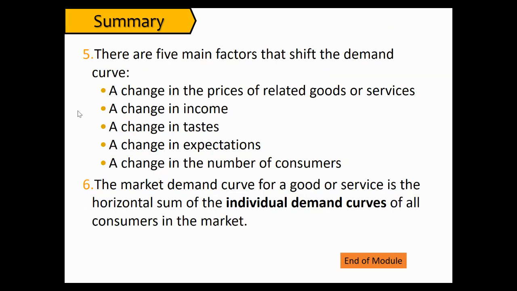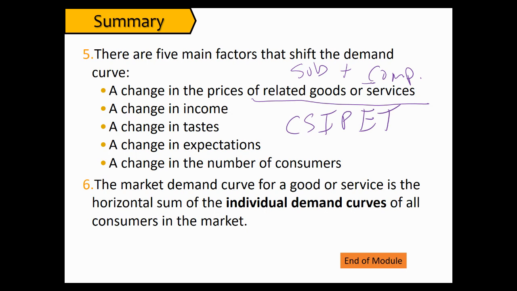In your book, they talk about the 5 main factors of shifting. I call it 6 because I break the price of related goods into substitutable and complementary. When we think of CSI PET, I like to use C for complementary, S for substitute, I is income, P is for population, the number of consumers, E is expectations, future expectations of price, and then T for taste, fads, and preferences.